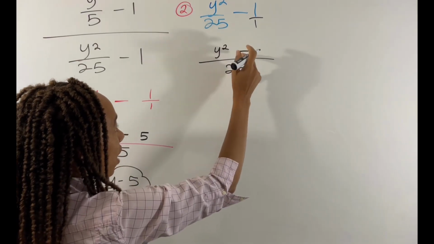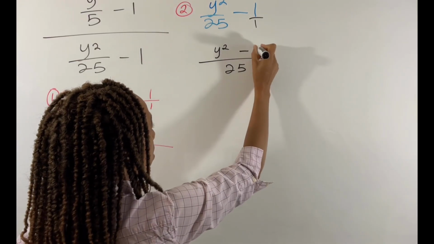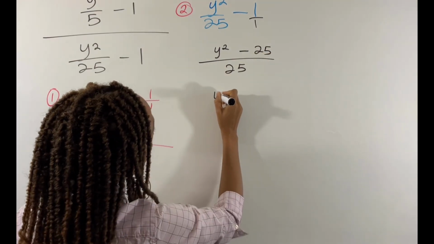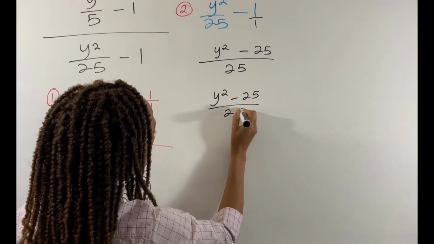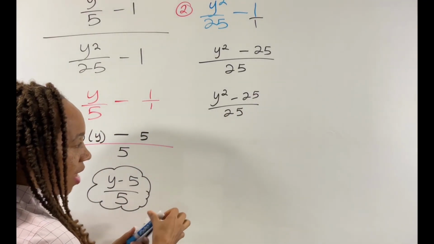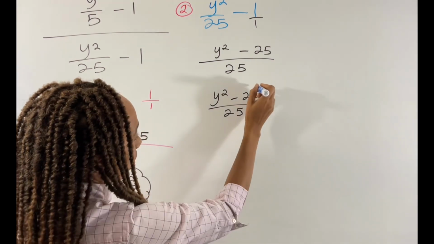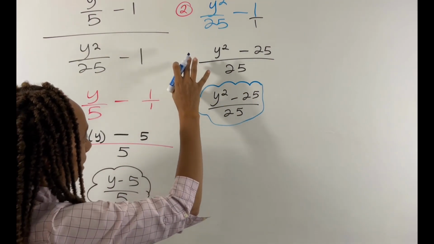Bring down your subtraction sign. 1 into 25 is going to be 25 times. 25 times 1 is going to be 25, and you will end up with y squared minus 25 over 25. Now I must say to you that you can't do anything with this. This is the answer for what is in the denominator.